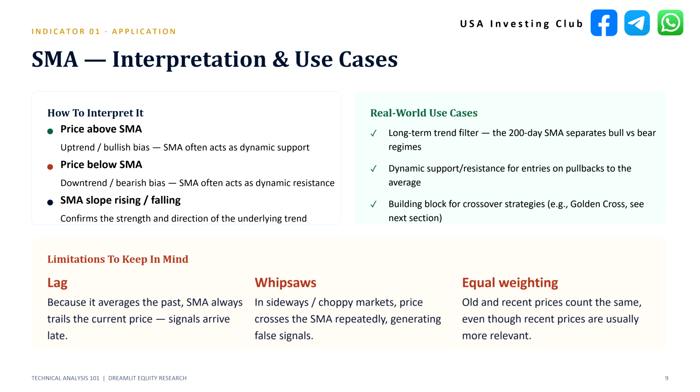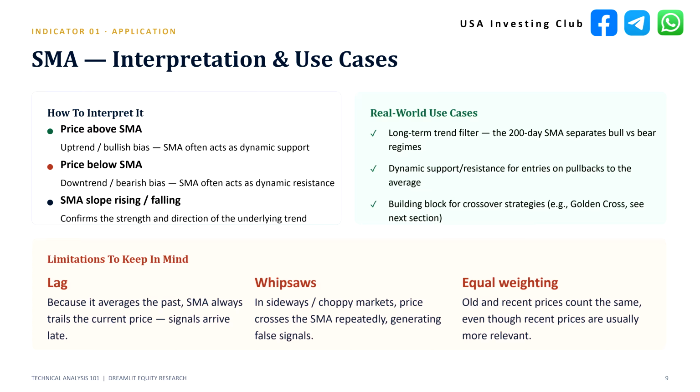Now let's talk about how to actually read and use this tool. 3 interpretation rules. When price is above the SMA, that's an uptrend, a bullish bias, and the SMA itself often behaves as a dynamic support level. When price is below the SMA, that's a downtrend, a bearish bias, and the SMA tends to act as dynamic resistance instead. And when the SMA's own slope is rising or falling, that confirms the strength and direction of the underlying trend.